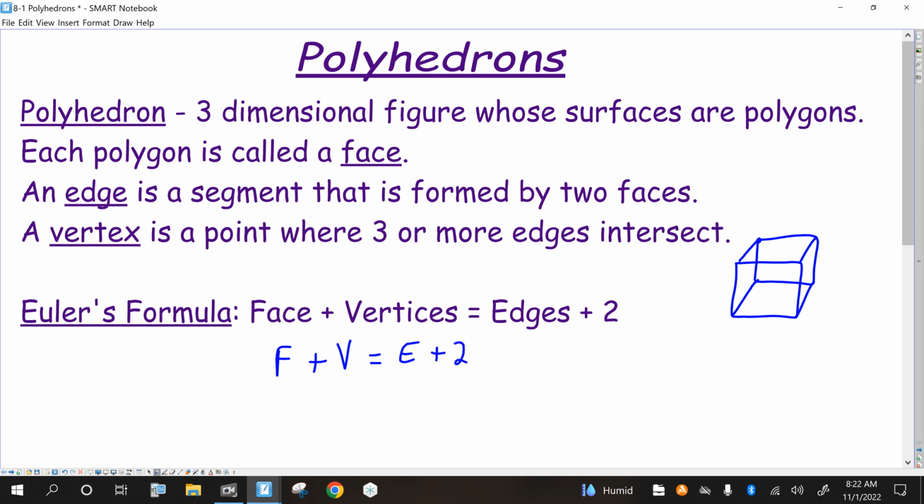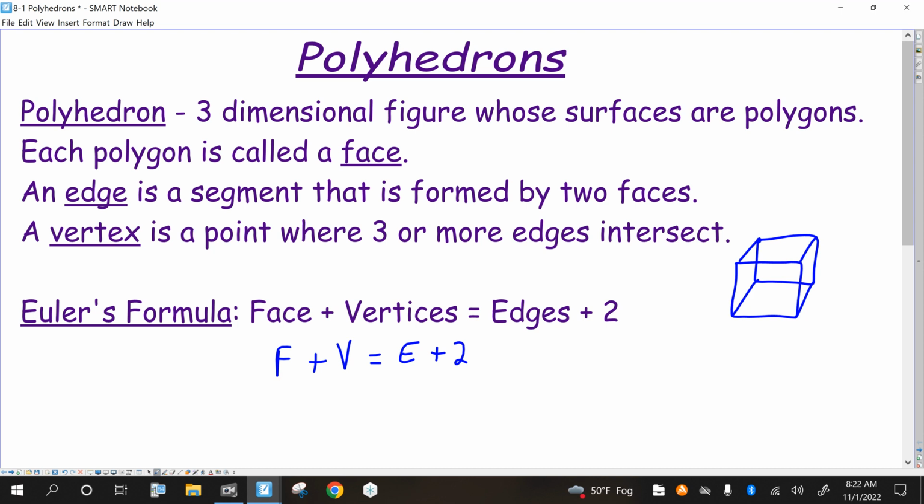So maybe, for example, like with this one, you could count up how many faces that you have. So how many sides do we have to like a cube? 6. And then the vertices would be like the points where they meet. So how many of those do we have? 8. There's 4 on the top and 4 on the bottom. So 6 plus 8 is 14.